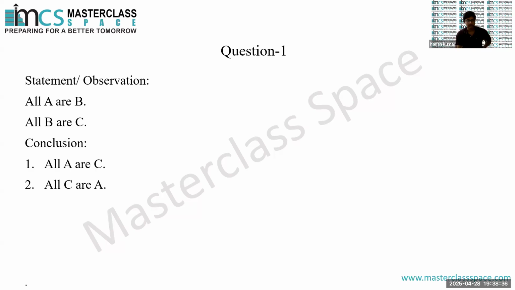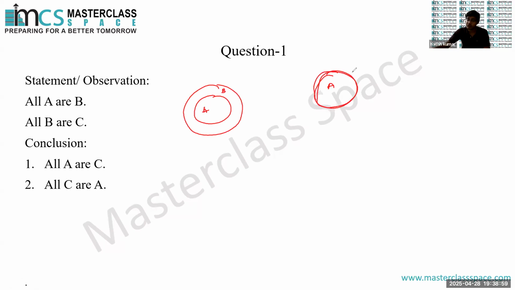Now how to do this? See, these are the statements and we have to say which conclusion is true. I'll do one question, then you can try the next. All A are B. What are the possible diagrams? So this is one and this is one, right? In all the possible diagrams, the conclusion should be true, not in just one. Then he's saying that all B are C.